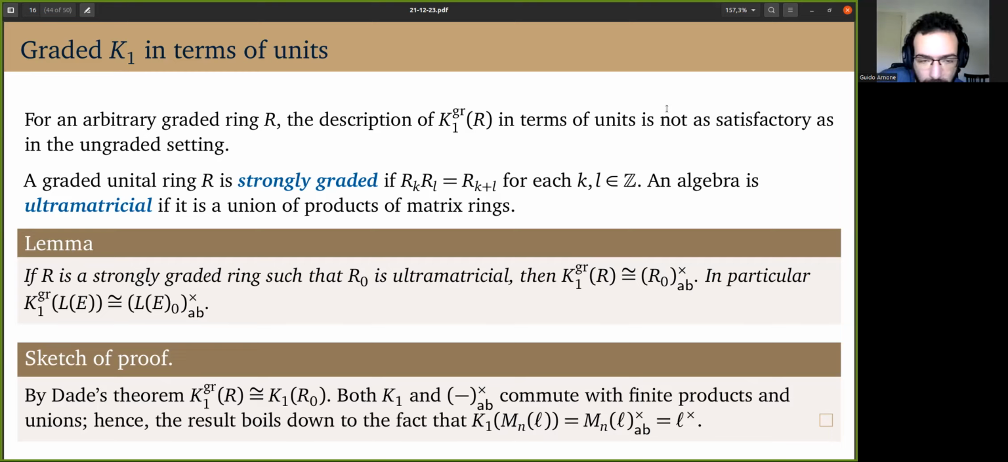So the last thing I wanted to say is how to explicitly give a description of this action. Again, this is a statement generally on K1 of Leavitt path algebras. And then I want to wrap up by restating the conjecture that we have done.